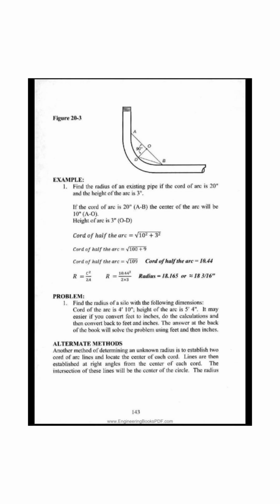R equals C squared over 2A. R equals 10.44 squared over 2 times 3. Radius equals 18.165, or 18 3/16 inches.